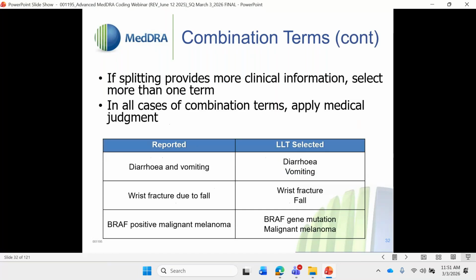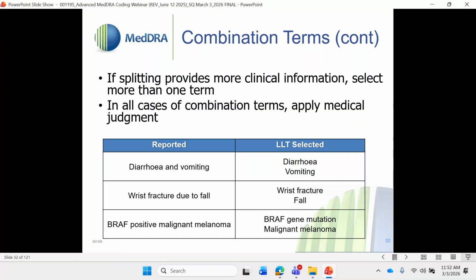Now again, if splitting provides more clinical information, select more than one term. In all cases of combination terms, of course, this is the underlying principle for anything when you do coding, is to apply your medical judgment. And again, to make sure that you're choosing the correct term, look at the hierarchy of that term. Where does it lie in the MedDRA hierarchy? Which SOC is it linked to? Which PT is it linked to?